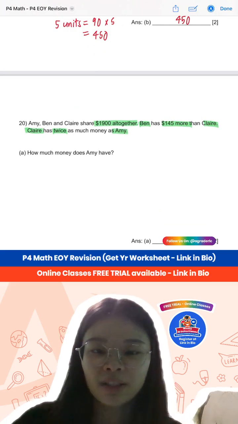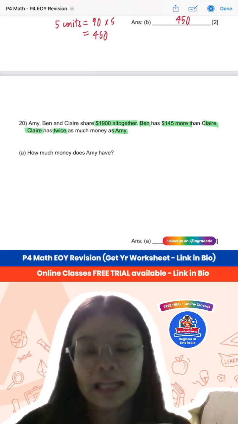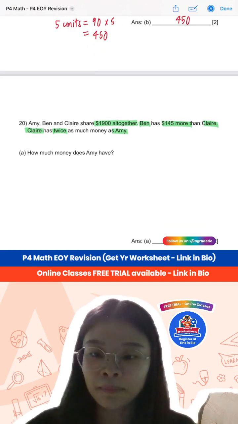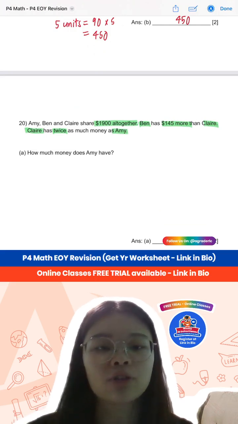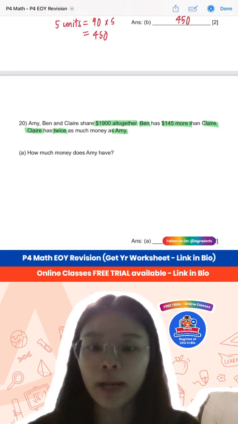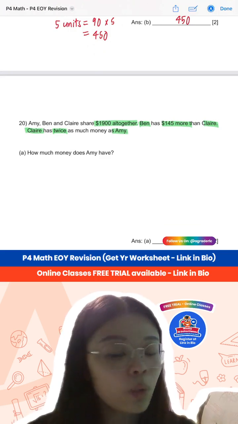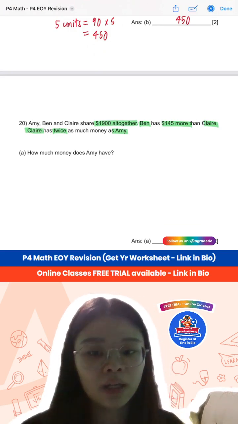Typically, when you have 3 people or like 3 subjects, the best way is to use a model to answer the question. When you draw the model, it gets really clear for you to see how many units are there. So here we can break down the question first. Ben has 145 more than Claire. This is quite clear. The next one, Claire has twice as much money as Amy. What does twice mean?